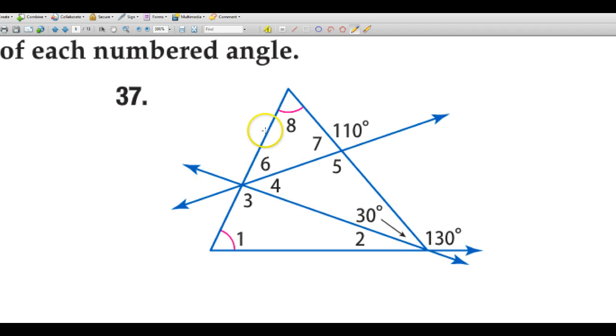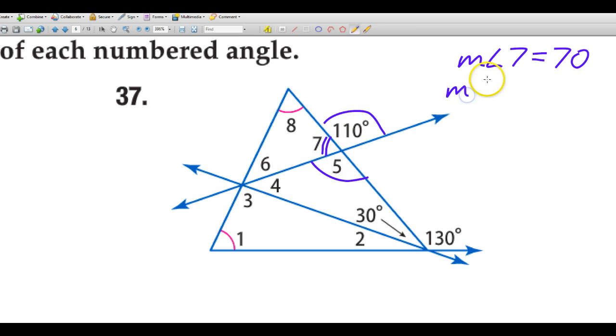On 37, we need to find all of these missing angles. So it really doesn't matter where we start. Let's just start right here, since we know that this angle is 110 degrees, and this angle will be its supplement. So the measure of angle 7 is 180 minus 110, or 70 degrees. And from there, we also have vertical angles. So this angle is vertical with 110. So the measure of angle 5 is also 110.